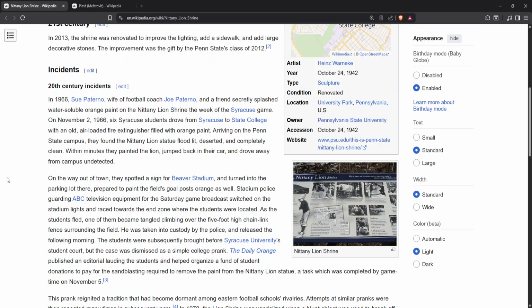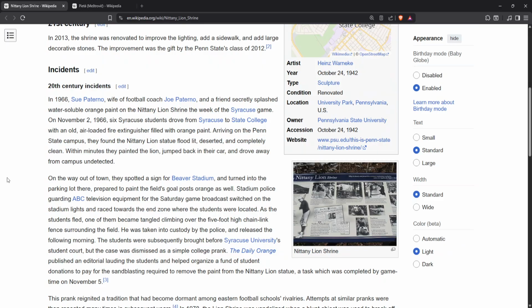On November 2nd, 1966, 6 Syracuse students drove from Syracuse to State College with old air-loaded fire extinguishers filled with orange paint. Arriving on Penn State campus, they found a Nittany Lion statue flooded and deserted, completely clean. Oh my. Within minutes, they painted the lion, jumped back into their car, and drove away from the campus undetected. On the way out of town, they spotted a sign for Beaver Stadium and turned into the parking lot. They prepared to paint the field's goalpost orange as well. Same police guarding the ABC television equipment for the Saturday game.